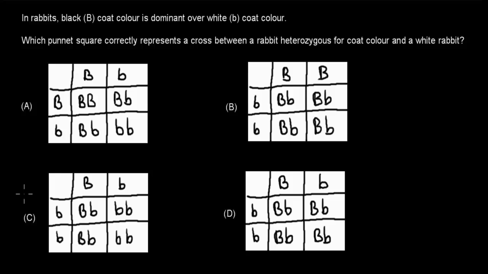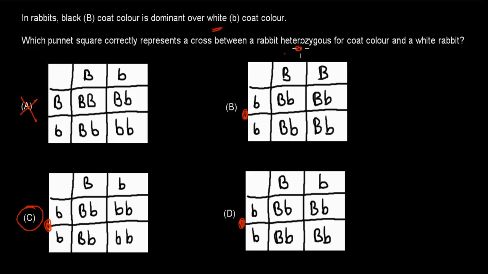Welcome back. The correct answer for this one is C. It says we have one must have white color and it must have 2 small b's. We've got 2 small b's here and here, but we don't have them here, so A is definitely wrong. And it says one has to be heterozygous.